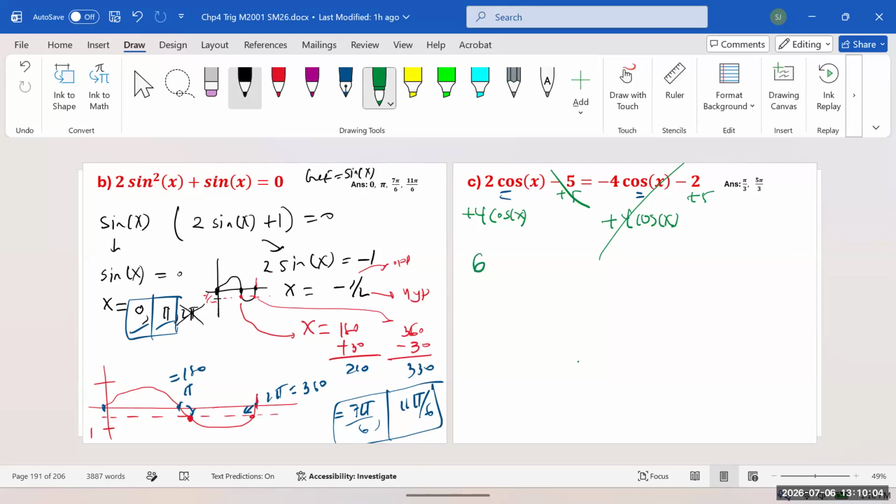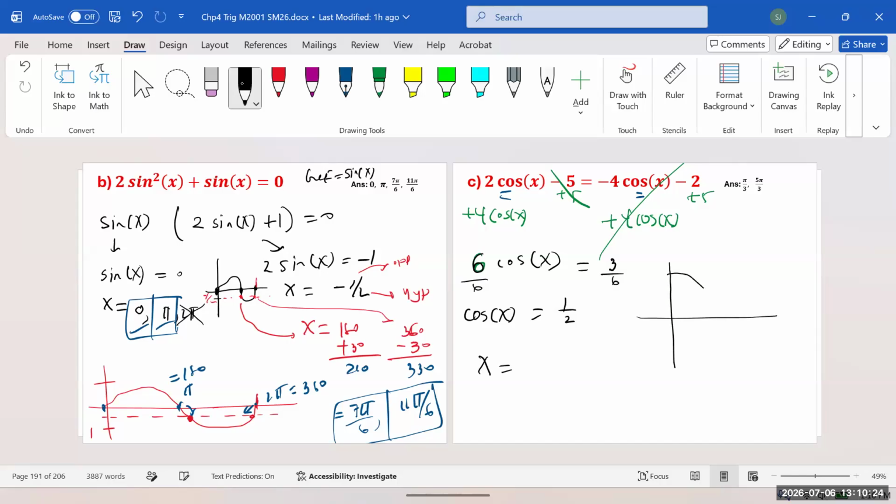Okay, so we have 6 cosine x equals 3. We divide by that, so we get cosine x equals 1/2. And only its positive solution. So let's look at the cosine graph. Goes up, goes down, stop. This is -1, this is +1, and you're looking at +1/2. Here is +1/2. So you have one solution before 180 and one solution after that.